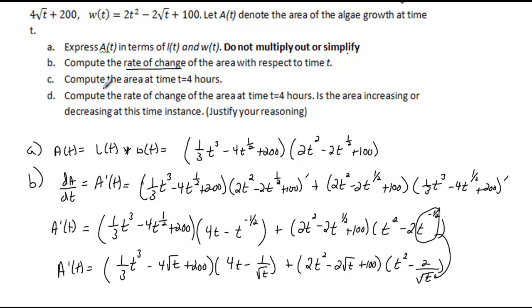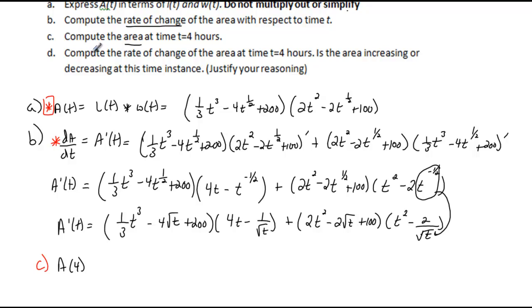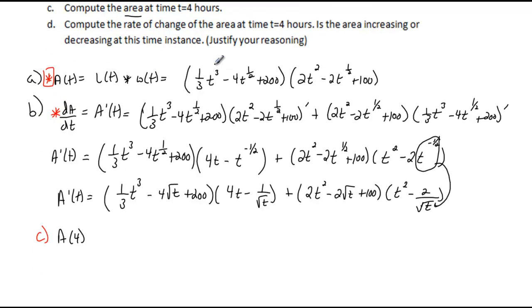So now we want to compute the area at time t equals 4. Notice it just says it wants the area. It doesn't want to know the area with respect to time or whether or not it's increasing or decreasing. So now think to yourself, are we going to use this formula or are we going to use our second formula? Hopefully we recognize that for part C, we're going to use the formula that we found in A. So part C, we're going to find A of 4. We want to find the area at time t equals 4 hours.